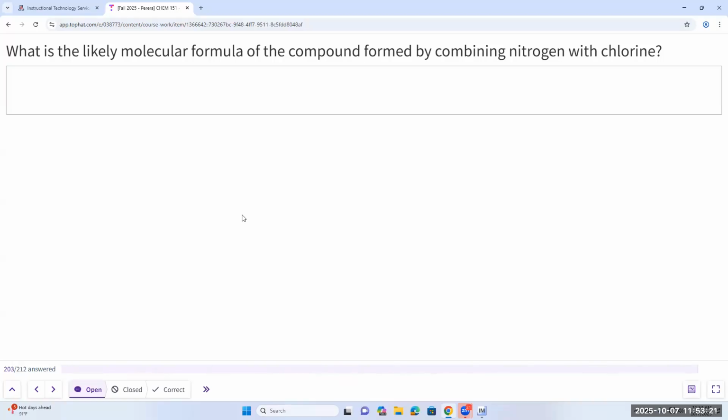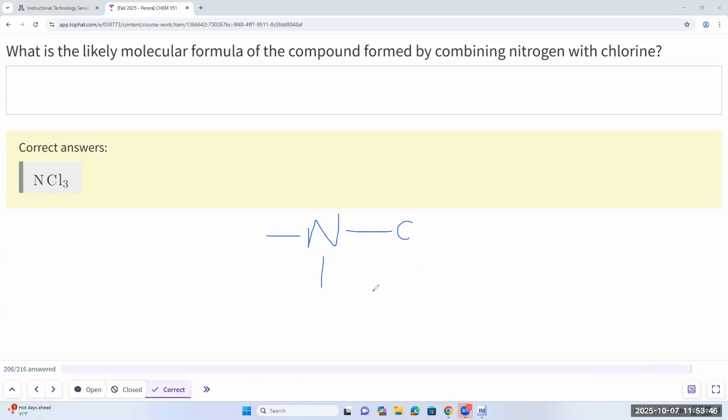All right, we have more than 90% responses now. I'm going to close this question in 5, 4, 3, 2, and 1. And yeah, the correct answer is NCl3. Why? In NCl3, we have nitrogen. We have 3 bonds for nitrogen and then 1 bond for each chlorine. It should look something like this.